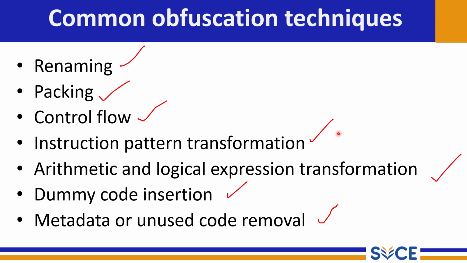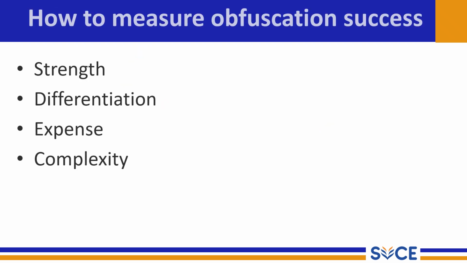Okay, and next we are going to discuss how to measure the obfuscation success. The success of obfuscation methods can be measured using the following criteria: first of all strength, differentiation, expense, and complexity. First of all, strength. The extent to which the transformed code resists automated deobfuscation attempts determines its strength. The more effort, time, and resources it takes indicates the strength of the code.